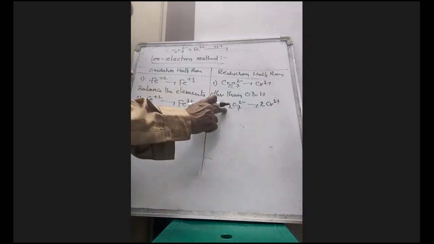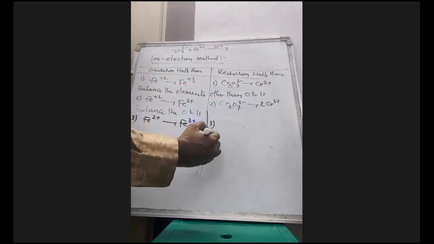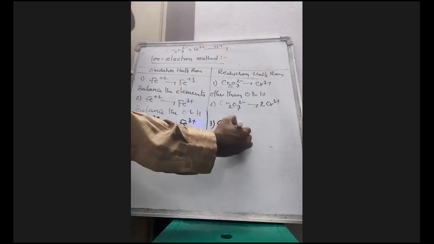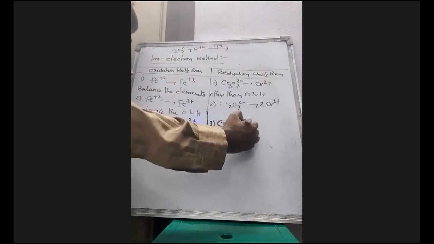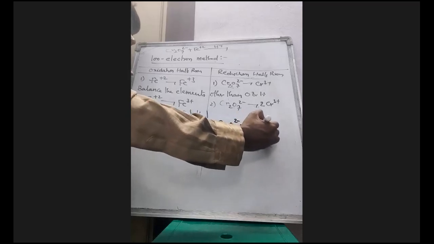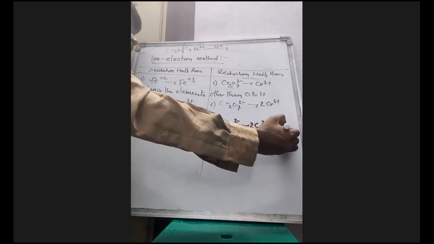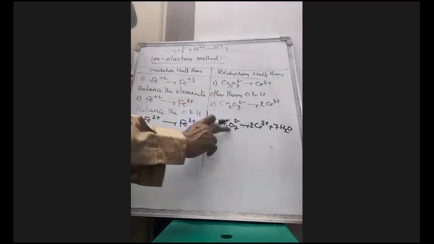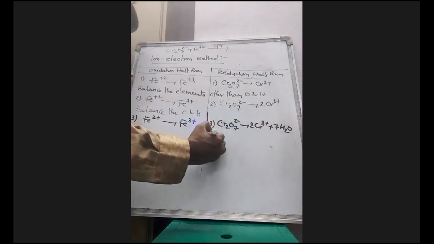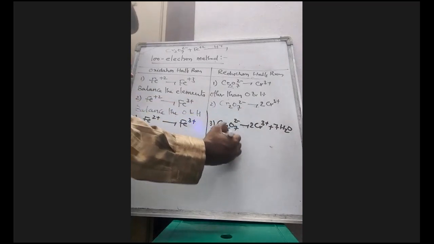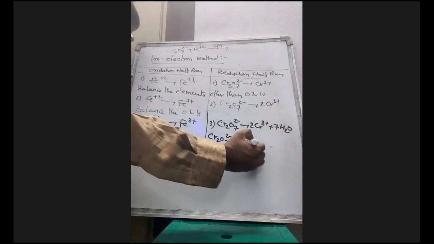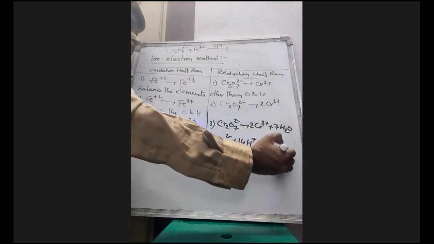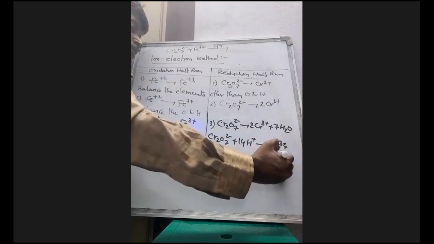But here there are 7 oxygens, but there is no oxygen on the other side. That's why we need to balance the oxygens. Previously we have discussed that we need to add water molecules. That's why 7H2O. While balancing oxygens, hydrogens were imbalanced. That's why again we need to repeat the process. Because there are no hydrogens here, but here there are 14 hydrogens. Cr2O7 2 minus plus 14H plus gives rise to 2Cr3 plus plus 7H2O.